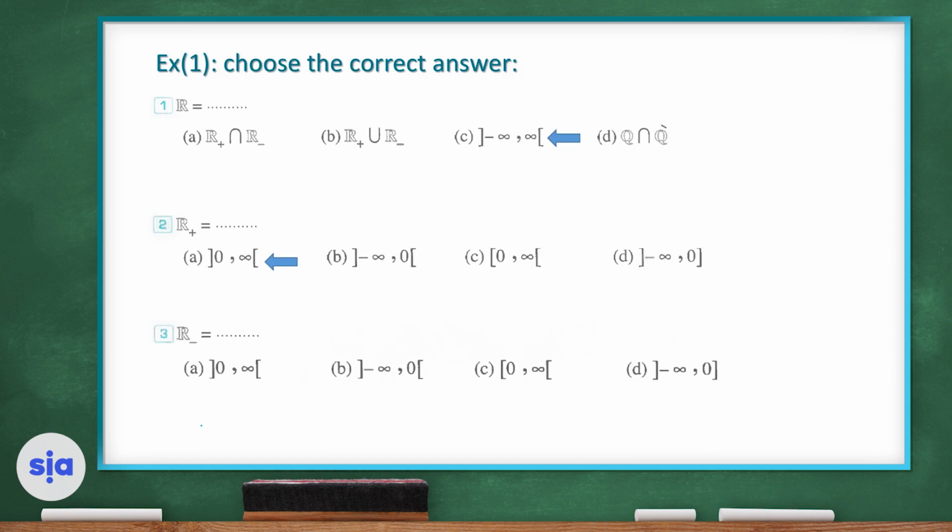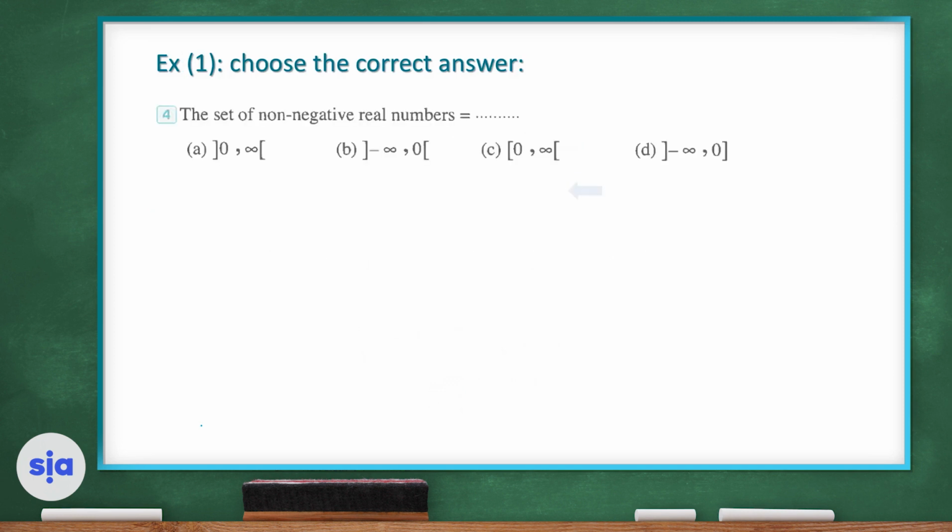Question 3, the R minus or R negative, which is the set of negative numbers. They start from 0, but 0 is not negative. So it's from 0 opened until negative infinity. But when we write the interval, we write it from left to right. So it's from negative infinity opened until 0 opened, which is choice B.